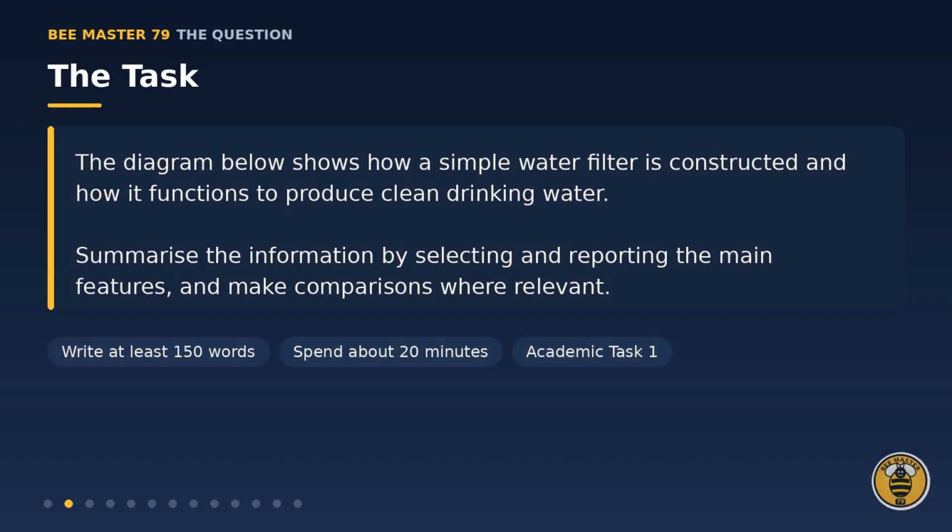Here is the question. The diagram below shows how a simple water filter is constructed and how it functions to produce clean drinking water. Summarize the information by selecting and reporting the main features, and make comparisons where relevant. 2 words in that prompt matter enormously: constructed and functions. The examiner is asking for 2 things: what the filter is made of, and what actually happens inside it. A weak answer describes only one of them.